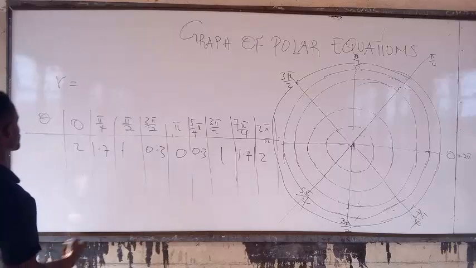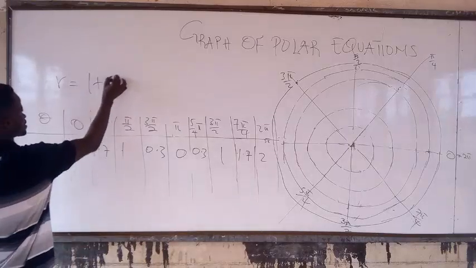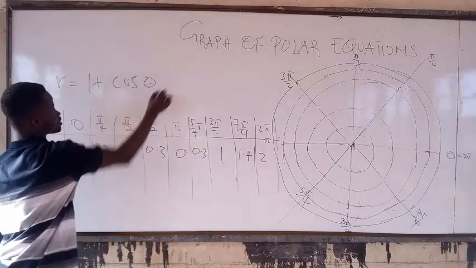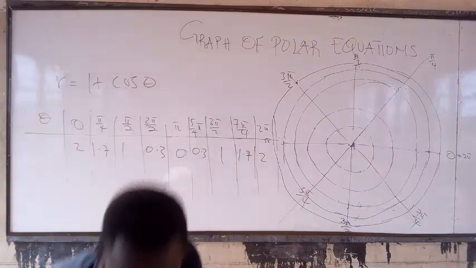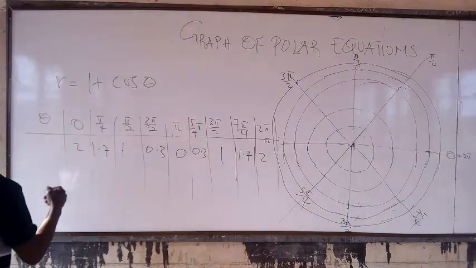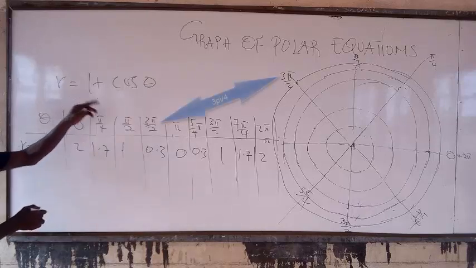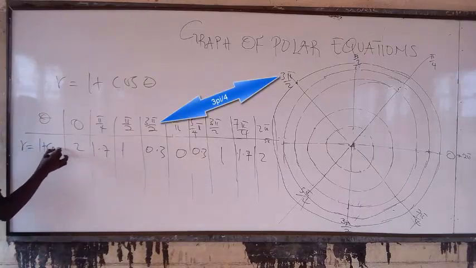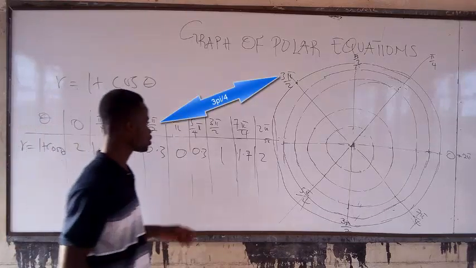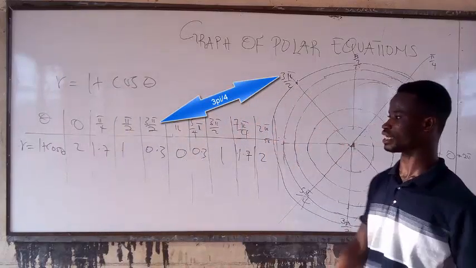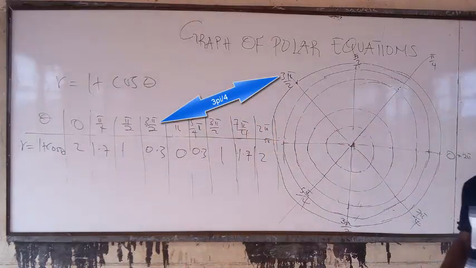Let's try our next question, that is r equals 1 plus cos theta. So here is going to be r equals 1 plus cos theta. Alright, so those are the values that we are going to get. So let's see how we are going to plot it.